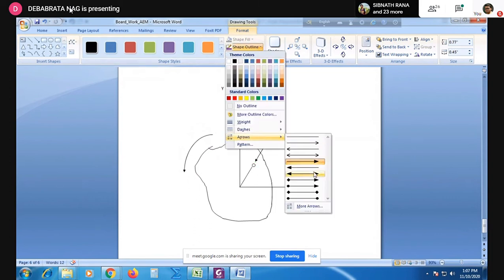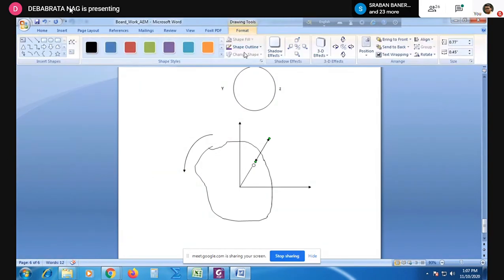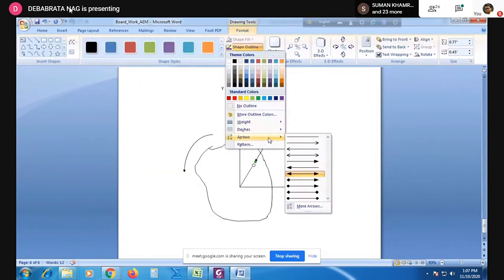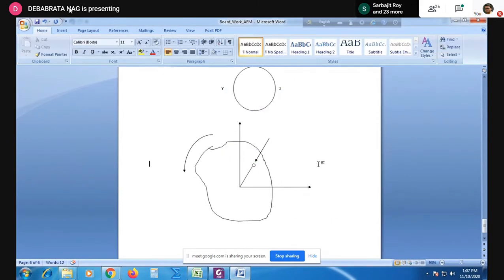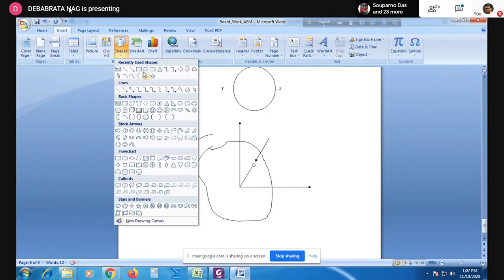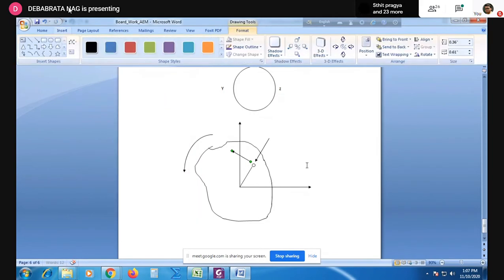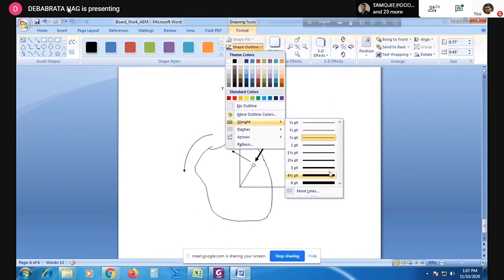The arrow will be in the reverse direction, so change the arrow. So this will be the normal acceleration component of the center of mass, and if your body accelerates angularly in this direction, the center of mass will have a tangential component of acceleration. Let me make this bold so that you can understand.